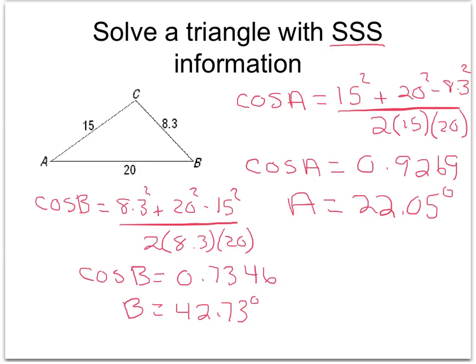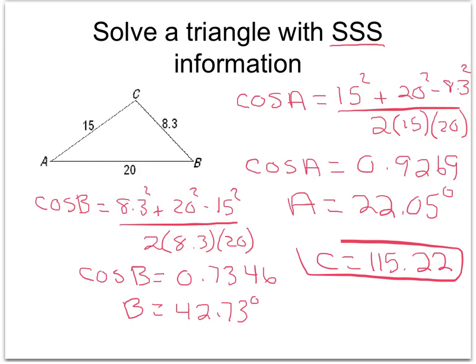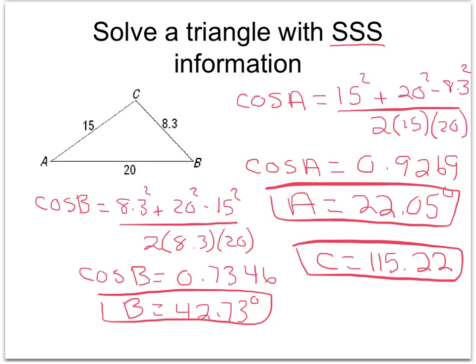Now that we have two angles, we can use the fact that they add up to 180 instead of having to do the law of cosines again. And you should get your last angle equal to 115. Now go back and check, make sure your answers are reasonable. A is the smallest side, so it should have the smallest angle. Then B. C is the biggest side, it should have the biggest angle. Gives you at least a suggestion that you're on the right path. Not a guarantee, but a good idea.